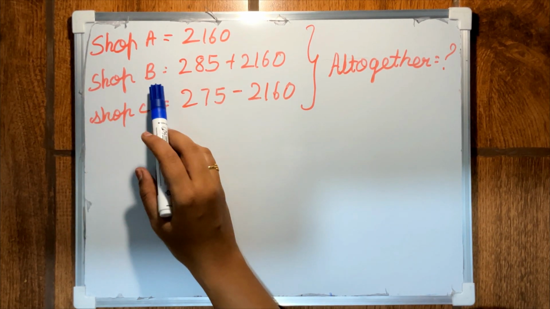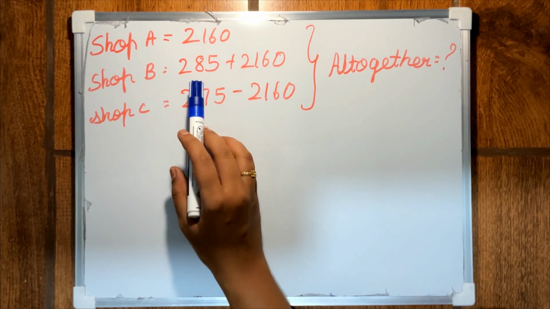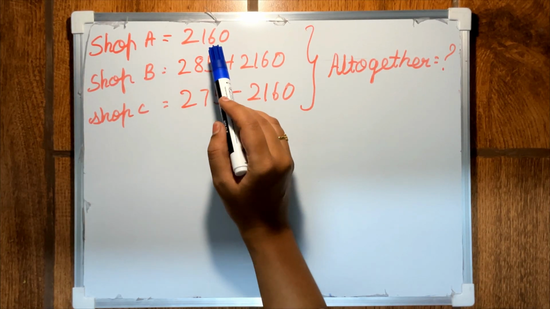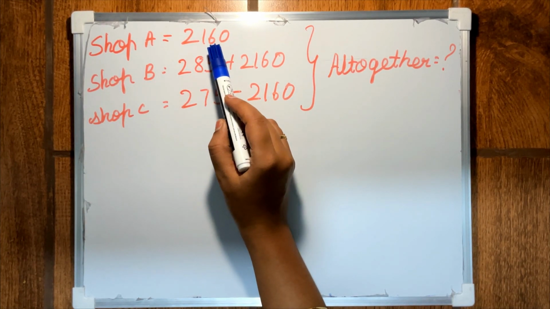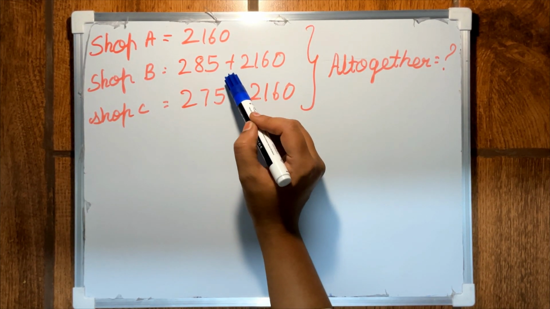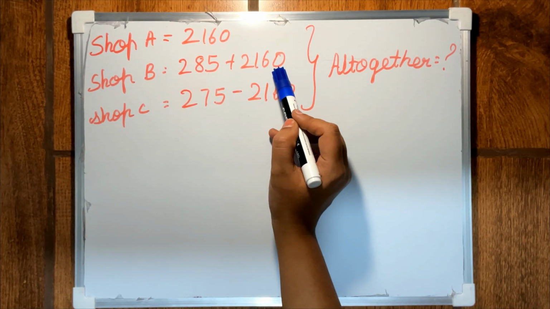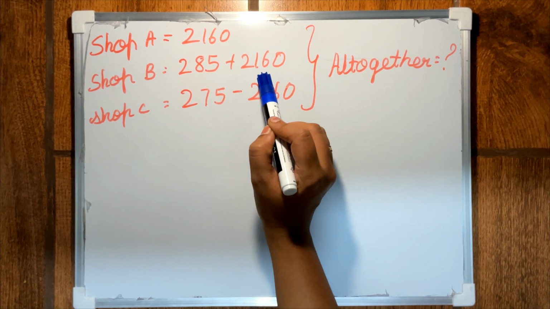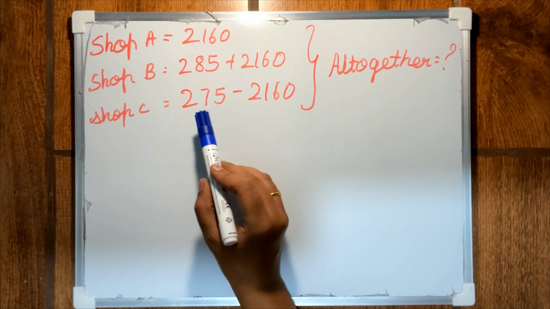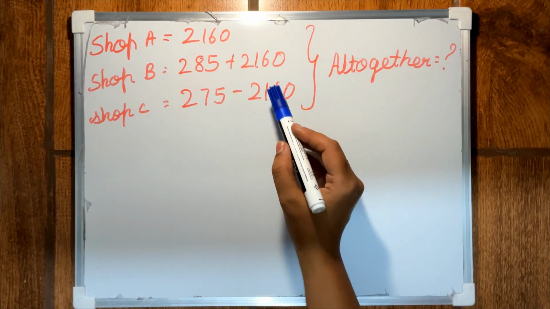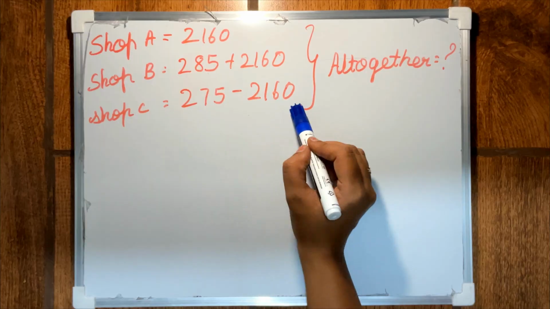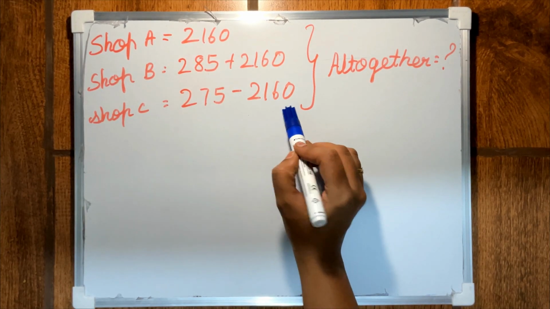2160. Next, what have they given for Shop B? 285 bags more than Shop A. Shop A means how many bags of tea? 2160. As they have mentioned more than, we have to do addition, that is plus 2160. Next, for Shop C, what have they given? 275 less than Shop A. Less than means we have to subtract.